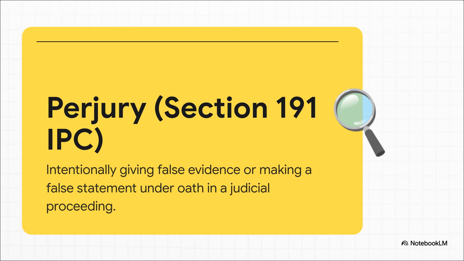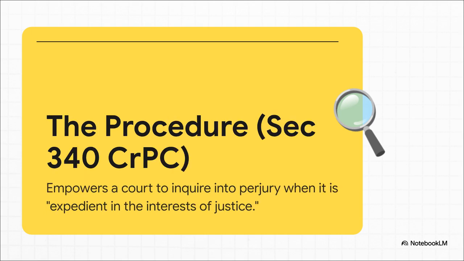First things first, what exactly is perjury? Well, under Section 191 of the Indian Penal Code, it's not just about getting a fact wrong. It's about intentionally giving false evidence. You have to be making a false statement under oath on purpose. That word intentionally is everything. The husband was basically accusing his wife of knowingly lying about his character to get a leg up in the custody battle. So how do you even bring this up in court?